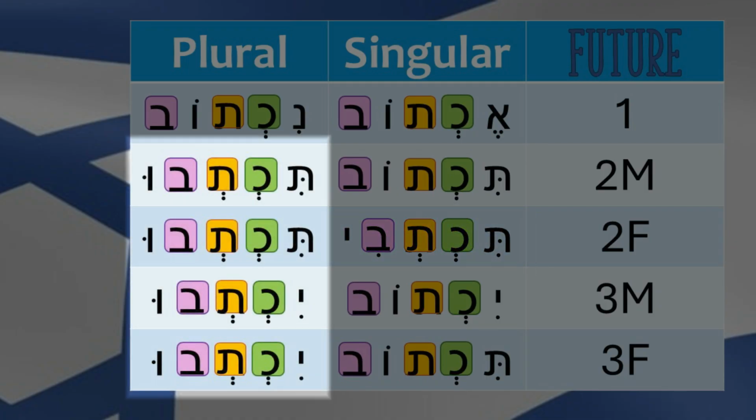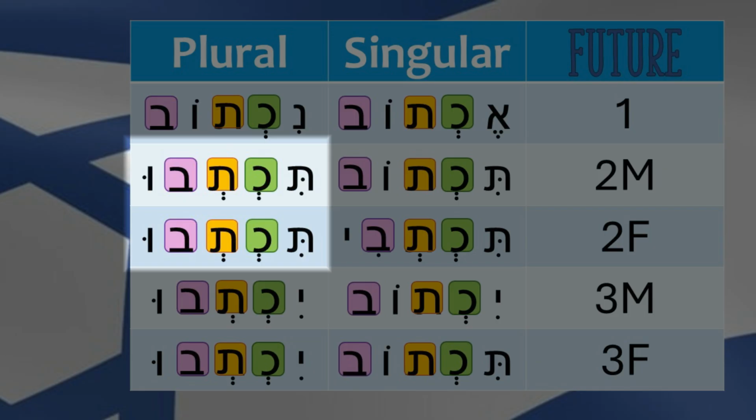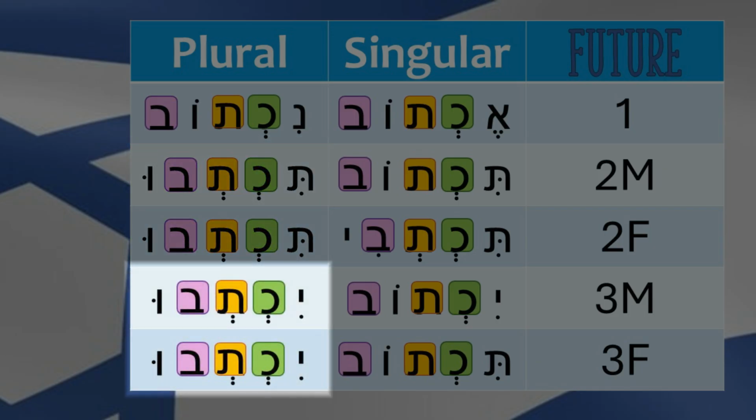And the second and third person plural also need something to distinguish them from the singular. So they also lose their vowel and get an u vowel at the very end. So atem ve'aten tichtevu and hem ve'hen yichtevu.